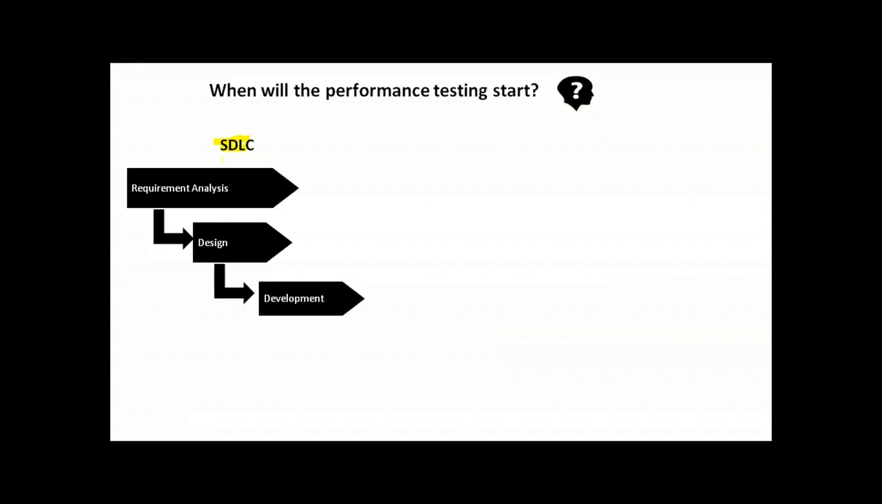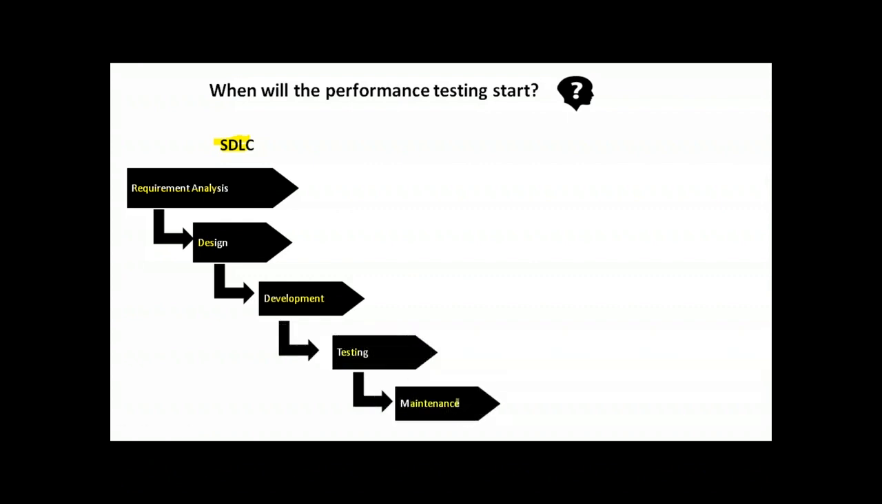So in the software development lifecycle, there are multiple stages. One is requirement analysis, design, development, testing, and finally the maintenance. This is where you gather the requirements. This is where you come out with the software architecture and procure the infrastructure. This is where you develop the piece of code, and finally you test it, and this is where performance testing actually falls. And finally the maintenance stage.